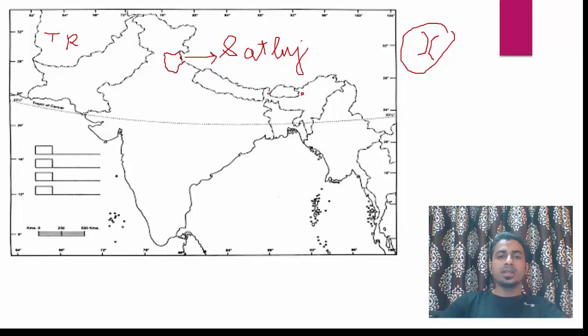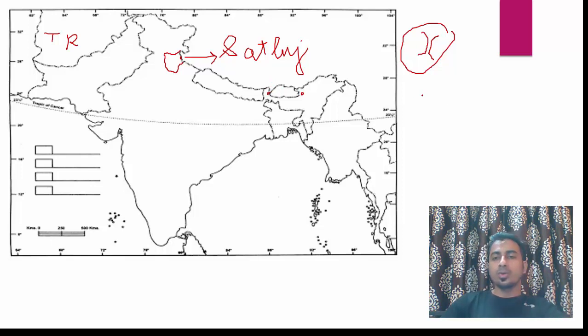The next pass is Nathula. Nathula is in Sikkim, in the eastern part of Sikkim. See, I have marked it here. Now, why is Nathula famous? Nathula is famous because it has strategic significance. Here we have China. So we keep an eye on China through Nathula.